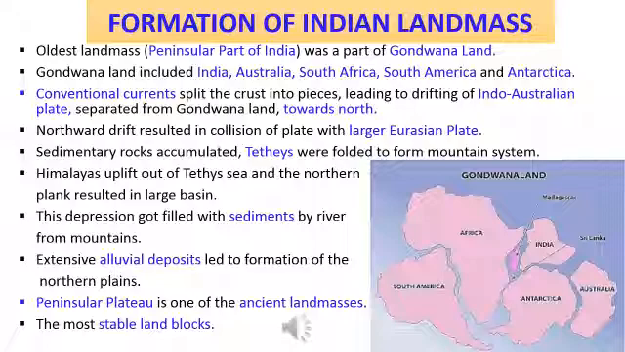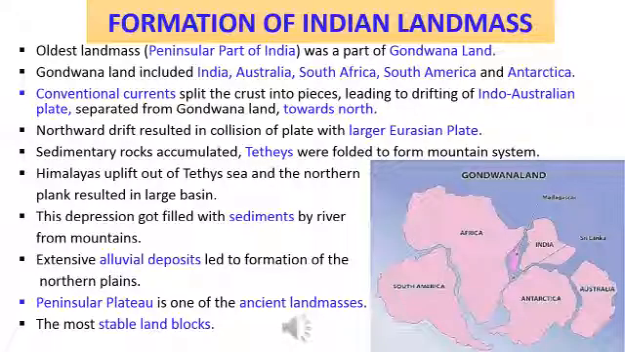Due to this collision, the sedimentary rocks accumulated in the Tethys were folded to form the mountain system of Western Asia and the Himalaya. The Himalayan uplift out of the Tethys Sea and the subsidence of the northern flank of the peninsular plateau resulted in the formation of a large basin. This depression gradually got filled with the deposition of sediments by the rivers flowing from the mountains. A flat land of extensive alluvial deposits led to the formation of the northern plains of India.